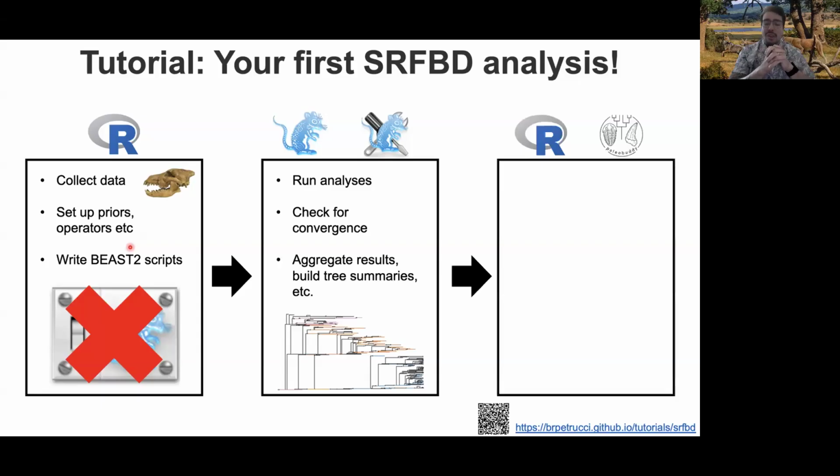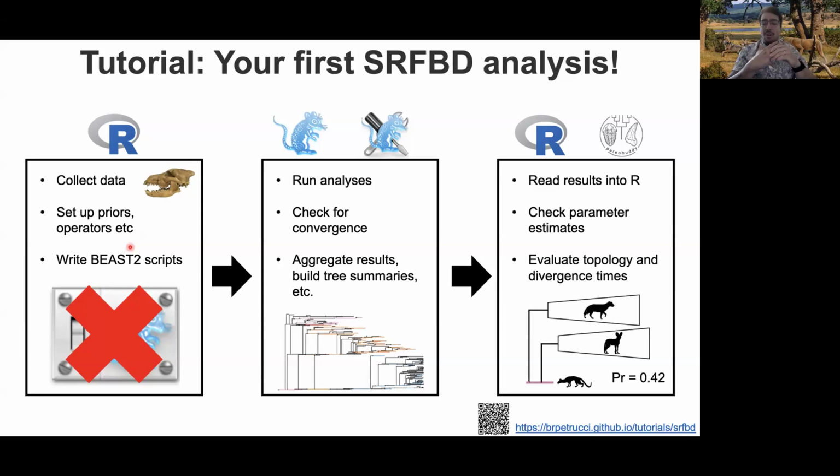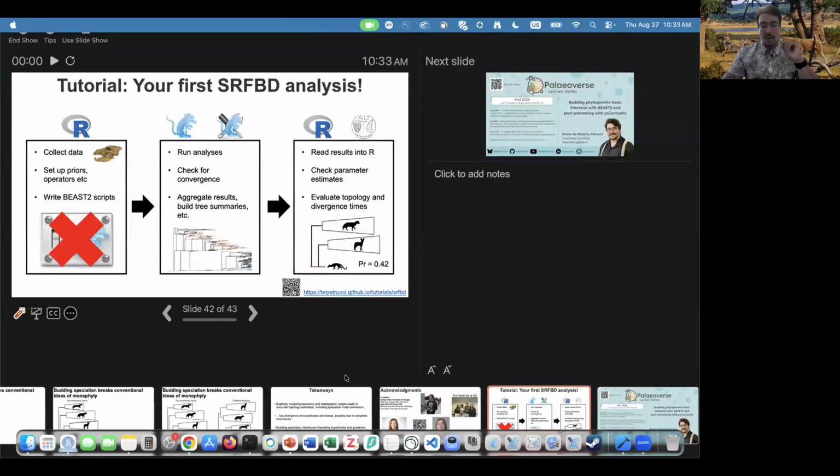So what I'm going to focus on is, once you've run your analysis, we're going to look at the results, right? We're going to read those results in R, look at parameter estimates, and then, and this will be my main focus of the tutorial today, evaluate the topology and divergence times in your results based on your posterior sample of trees. And we're going to do this with our R package, again, paleobuddy, which has a lot of really exciting functions implemented to help you go through your budding phylogenetic tree sample. So let me share again really quickly so I can show you.